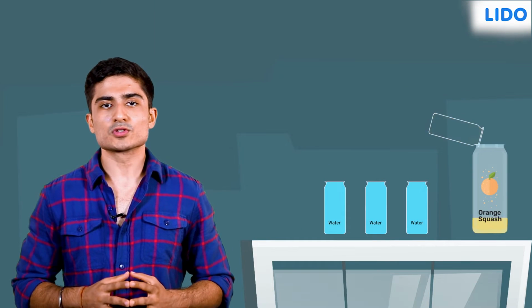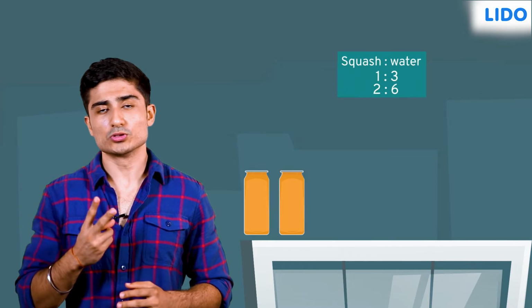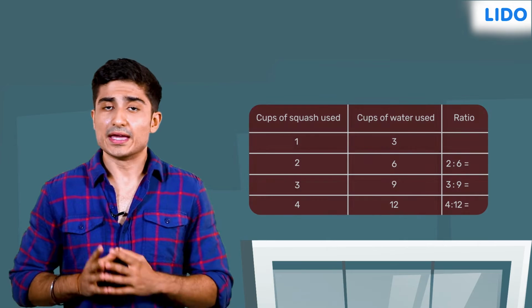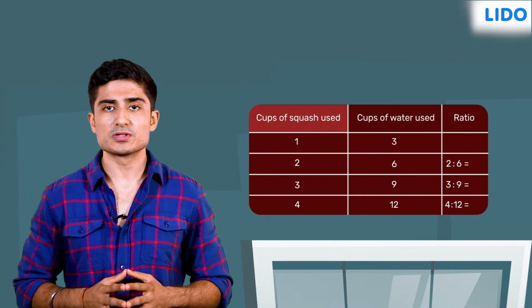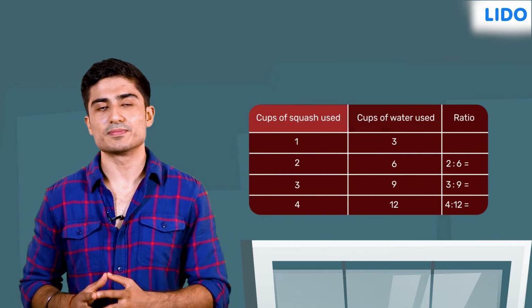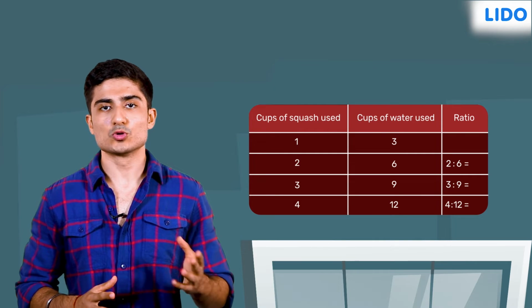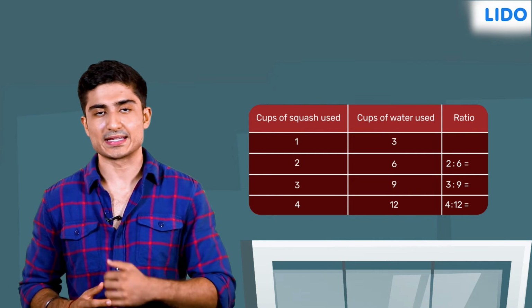So I took 1 cup of squash and mixed it with 3 cups of water to make my juice perfectly tasty. I'm wondering, what if we use 2 cups of squash? Then we would add 6 cups of water to this. Here is a table showing the number of cups of squash used and the corresponding cups of water added. The ratios in different cases are 2:6, 3:9, etc.